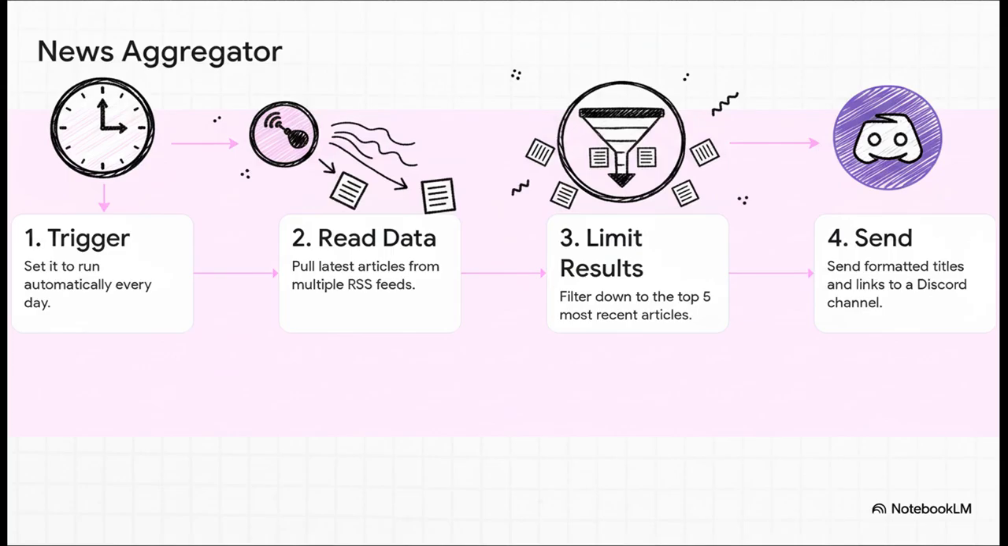First, we drop in a schedule trigger to run at 8 a.m. every day. Next, we grab an RSS read node to pull in the latest articles from our favorite security blogs. But we don't want a wall of text, so we'll add a limit node to just get the top 5. And finally, a Discord node formats it all nicely and zaps it right into our channel. Boom, a personalized news brief completely automated.